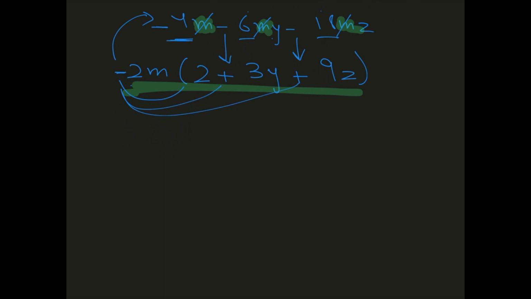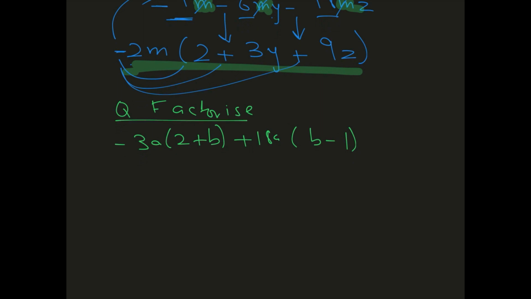So let's say we had something like minus 3a bracket 2 plus b plus 18a bracket b minus 1, and the examiner is telling you to factorize it, right? So what you basically do in this question is you first expand it and then factorize it. So for expanding it, you will first multiply the term minus 3a with 2 and then with b. So let's do that. So minus 3a into 2 will be minus 6a, and minus into plus is minus, so minus 3a into b will be minus 3ab.